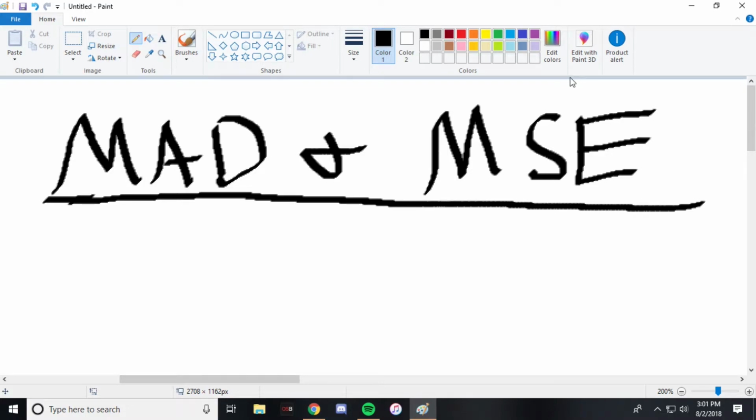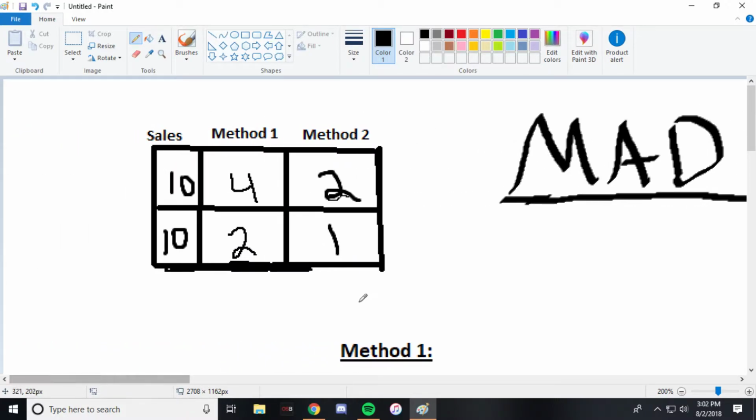Video on MAD and MSE in statistics. Now, MAD is the mean absolute deviation, whereas MSE is the mean squared error. What these two tests are going to tell you is, if you have a table that looks like this but with more points, separated into these two columns, method 1 and method 2, it's going to help you figure out which method has the least amount of error and therefore is the best test to use.